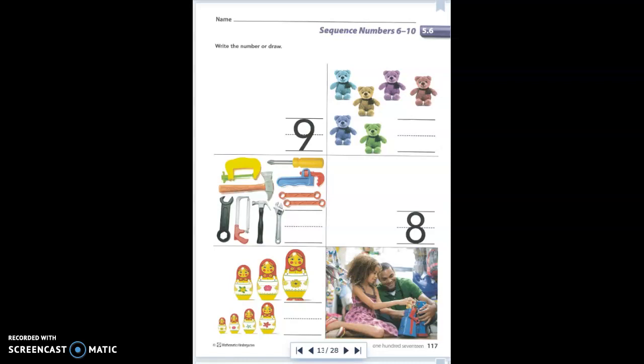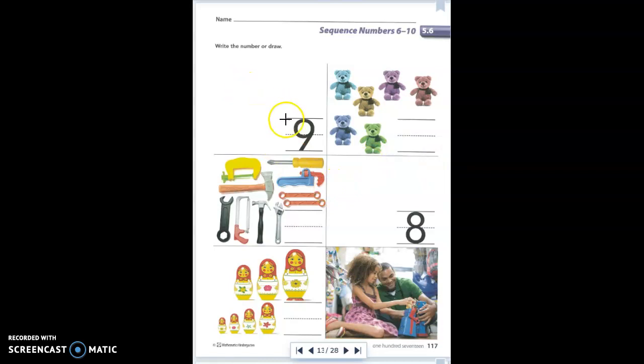Good morning. We're working today on sequencing numbers 6 through 10. Please take out pages 117 and 118 and a pencil, okay? So, this is similar to an activity we did a while back with our numbers 0 through 5. So they will either give us a number and we need to represent the number with objects, or they will give us objects that we need to count.